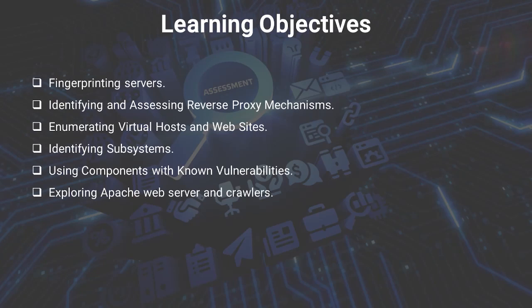In this section, you'll learn how to fingerprint servers. You'll also learn how to identify and assess reverse proxy mechanisms. We'll take a look at enumerating virtual hosts and websites. Furthermore, we'll take a dive into identifying subsystems of our actual system. Then, we'll take a look at using components with known vulnerabilities on a victim system. And lastly, we'll be exploring Apache web servers and crawlers.